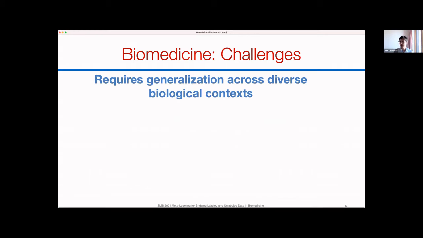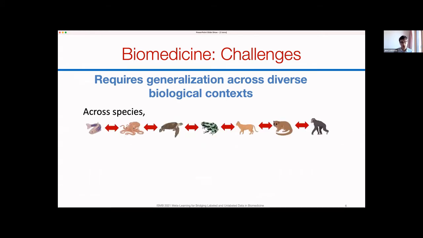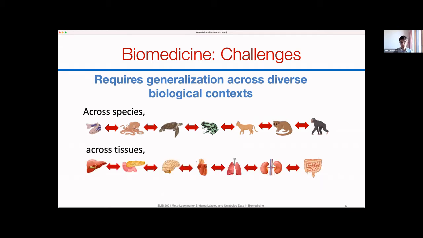For example, we want to be able to learn across species, right? Maybe we have data for certain organisms, and now we'd like to use that data to learn a model that is going to work or require less data for a given new organism that hasn't been studied or labeled before. Another example of this kind of generalization is to generalize across tissues, right?